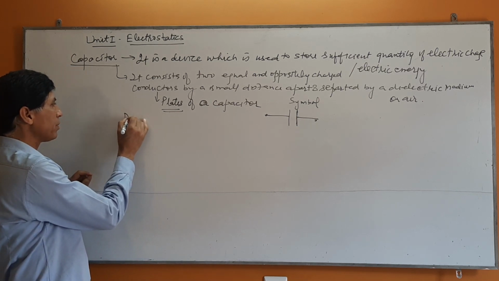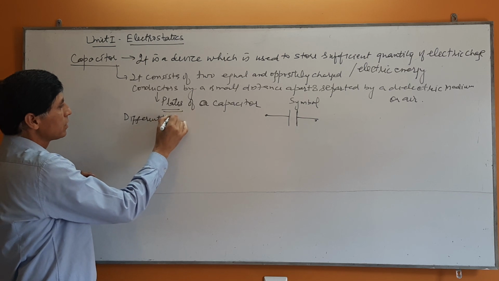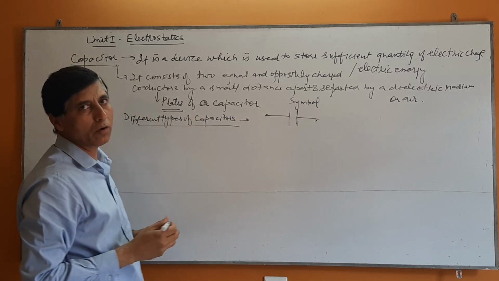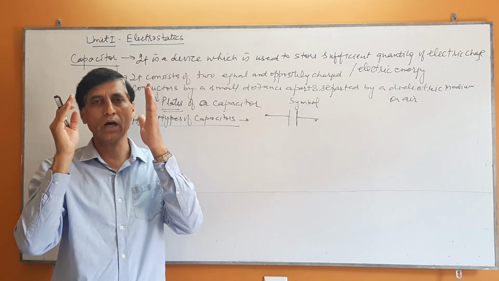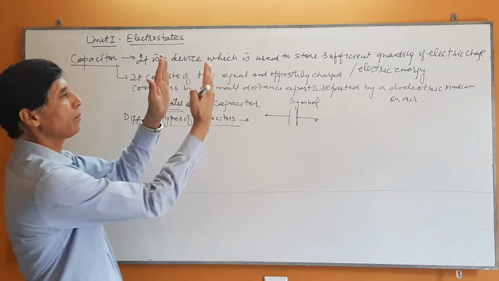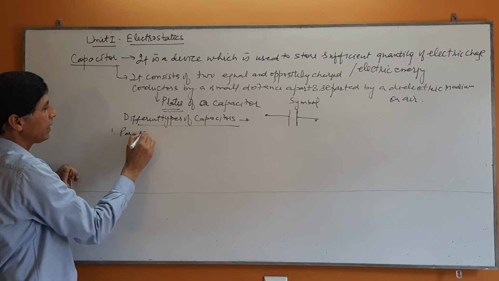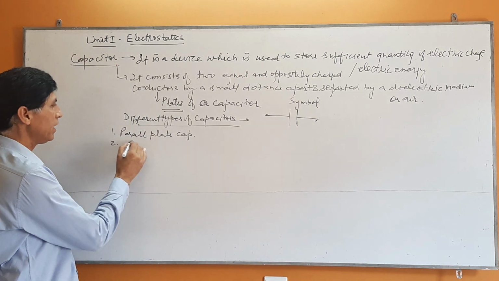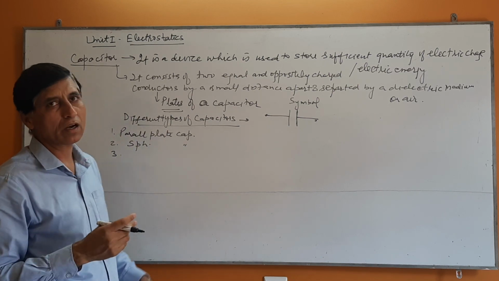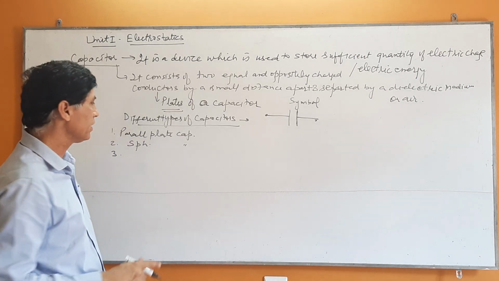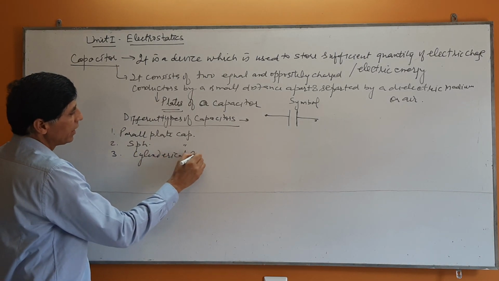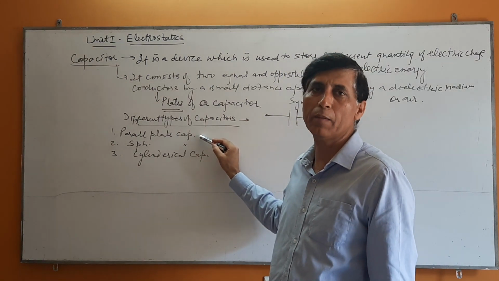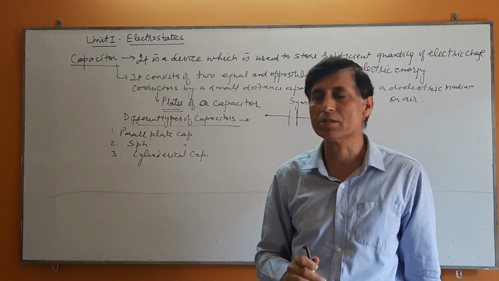What are the different types of capacitor? There are two ways to categorize the capacitors. One way is on the basis of the structure or shape of the conductor. If we have two parallel plates, it is known as a parallel plate capacitor. If we have two spherical conductors, that is called a spherical capacitor. And if the conductors are of cylindrical shape, that is called a cylindrical capacitor. In the CBSE class 12 syllabus, we have only one type of capacitor, the parallel plate capacitor, so we will discuss it in detail.